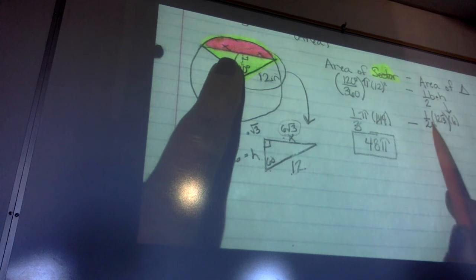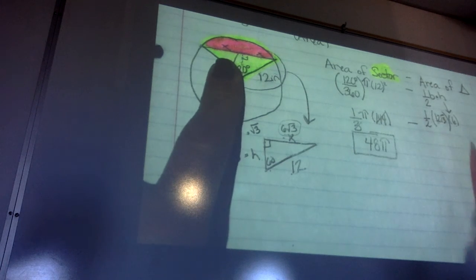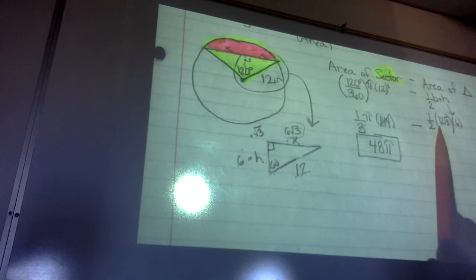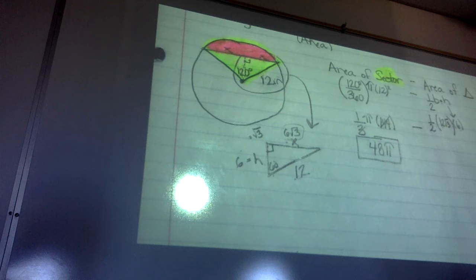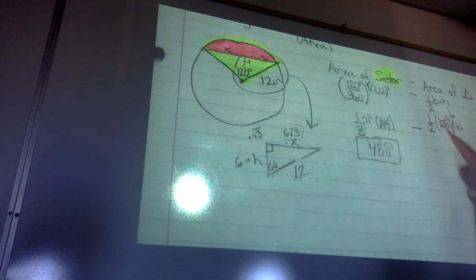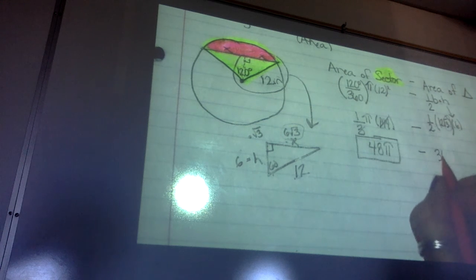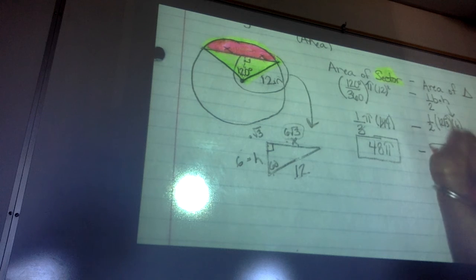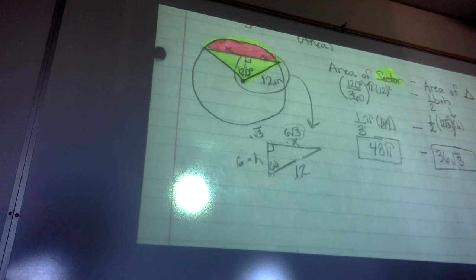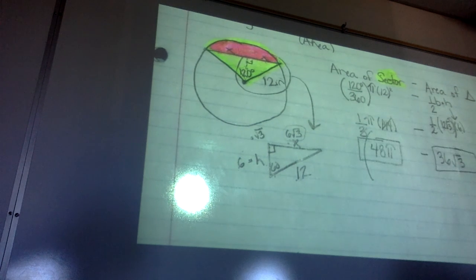Okay, so now I have half times 12 root 3 times 6. So I just want to do half times 12, which is 6, and 6 times 6, which is 36. Leave the square root of 3 out of it. It's kind of like a pie. Can't touch it. So you end up with 36 root 3 for the area of the triangle. And then you're done. You cannot simplify that. That is in its most basic form simplified.